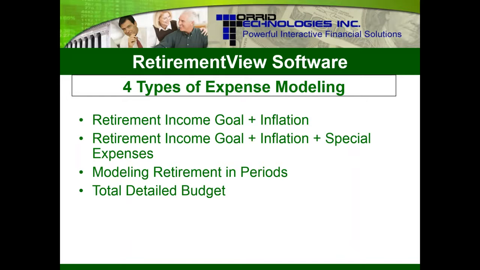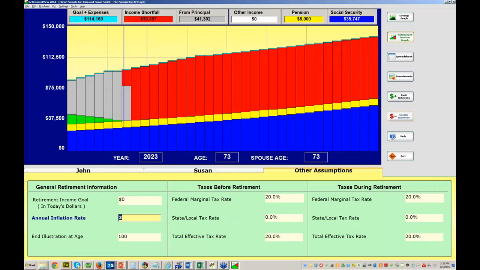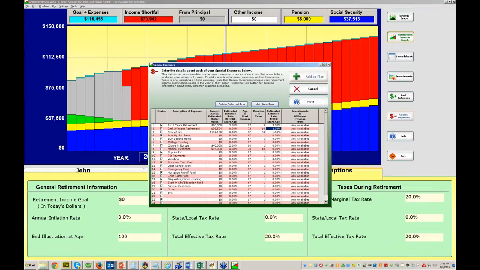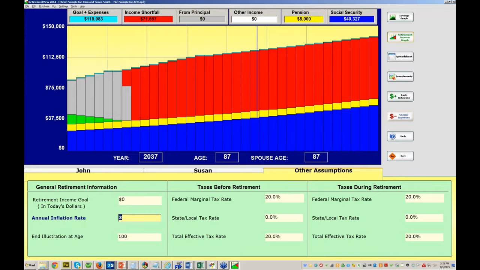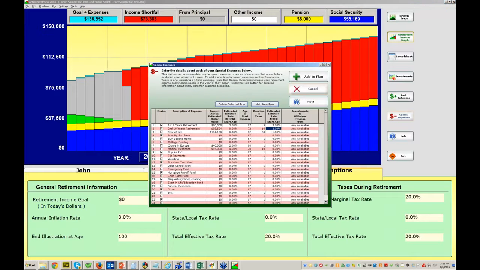Okay, so this is for all you engineers and you CPAs and all the people that are great at balancing their checkbook to the penny on a weekly basis. So here's your total detailed budget option. And it's very similar to what we just did. Again, you're going to put 0 for the retirement income goal and not use that. And you're going to totally rely on special expenses.